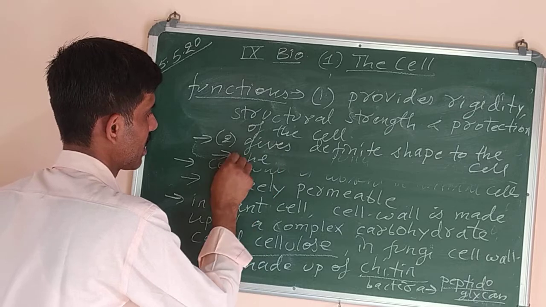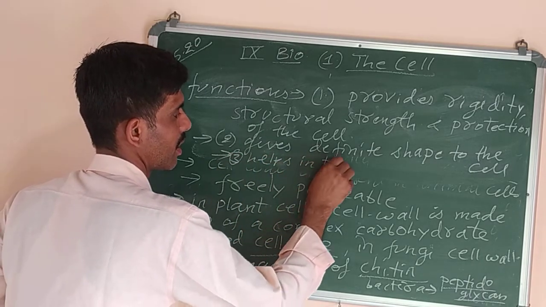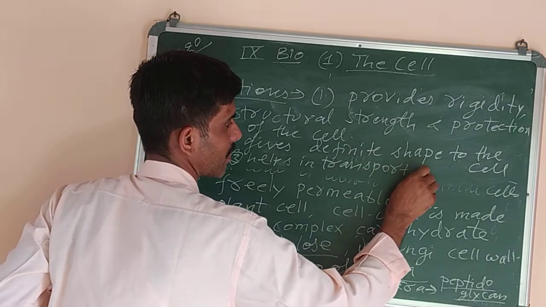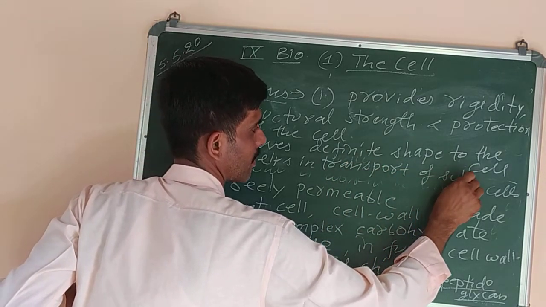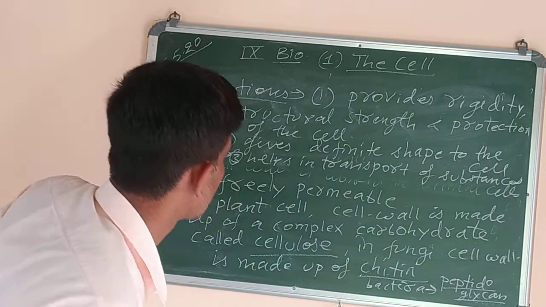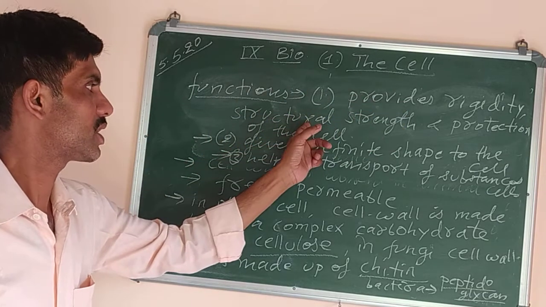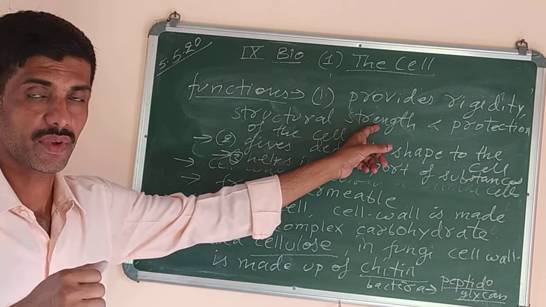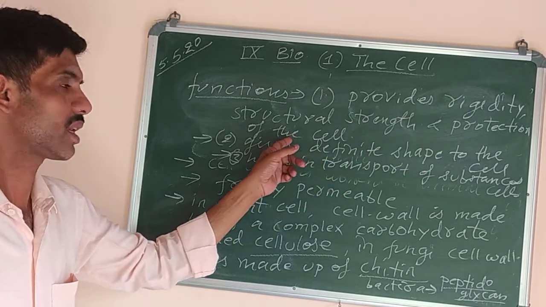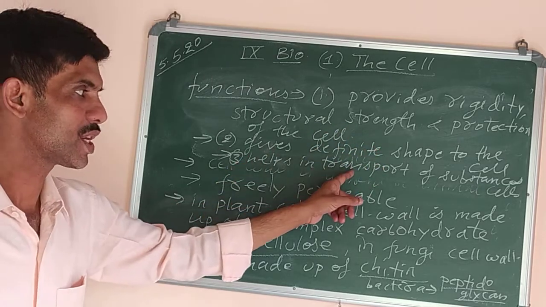Let's write it. Third point: helps in transport of substances in and out of the cell. So what are the functions of cell wall? Provides rigidity, structural strength, that is, it forms a hard structure in the plant cell, and protection to the cell. Second, gives definite shape, and third, helps in transport.